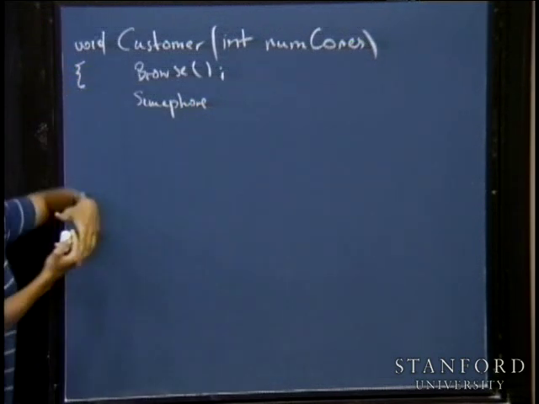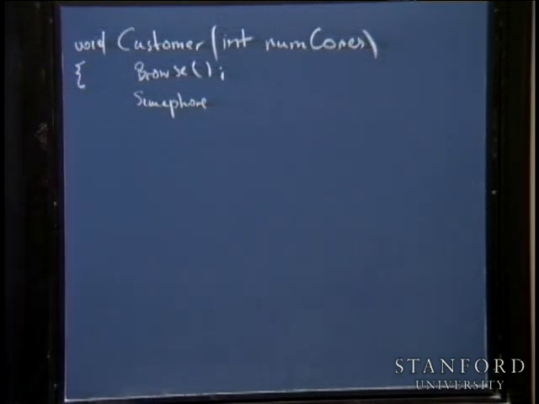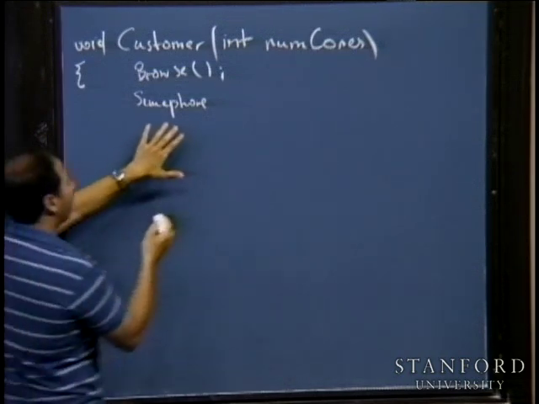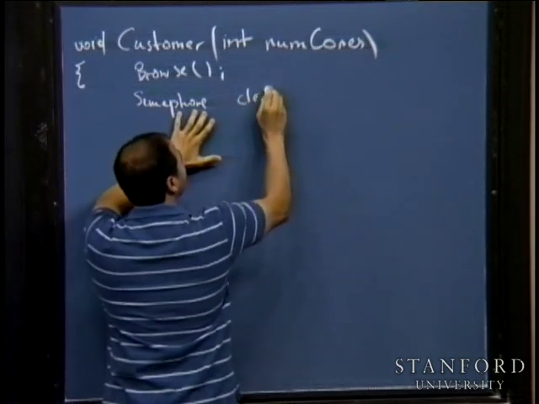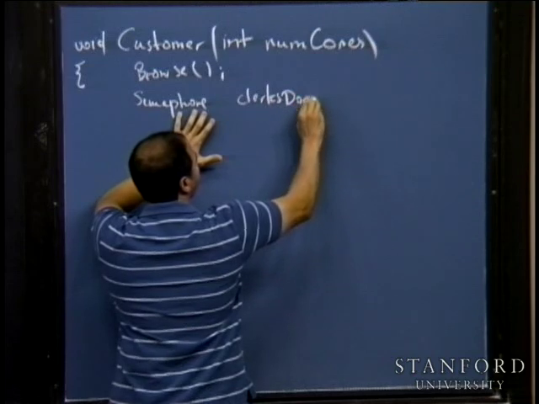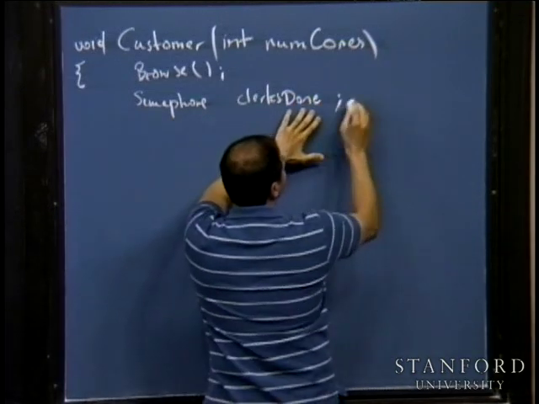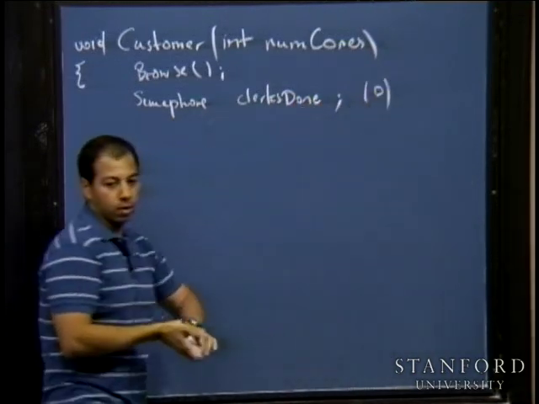So this means that we will need to have some semaphore. And why do we need to have it? Because we know that we need to wait for all the clerks, okay? So we need a semaphore, let's call it clerks done. And this one we initialize to 0 again, okay?